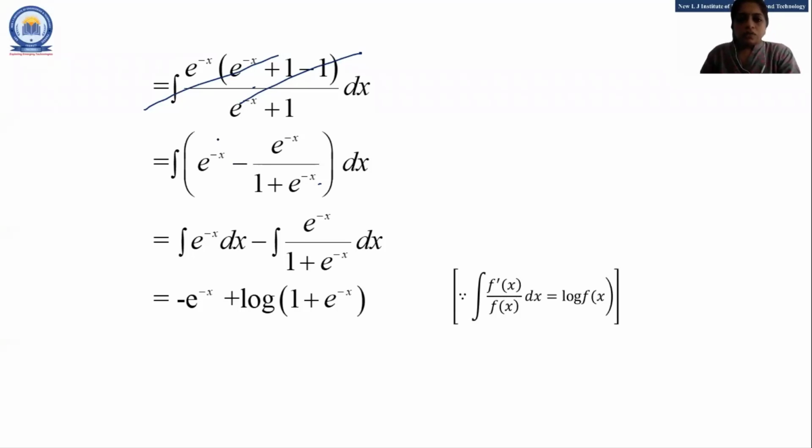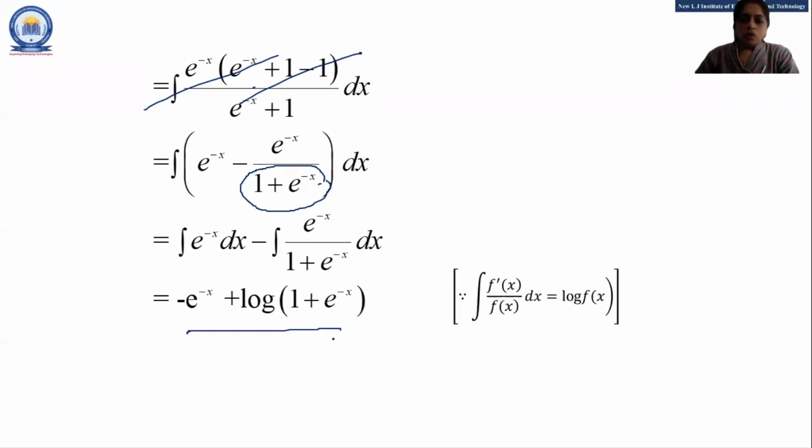So the integration of e raised to minus x is what? Minus e raised to minus x, and in the second term, again the derivative of the denominator appears in the numerator. So the integration of this second term is what? Log of the denominator, that is log of 1 plus e raised to minus x. So this is the value of v.